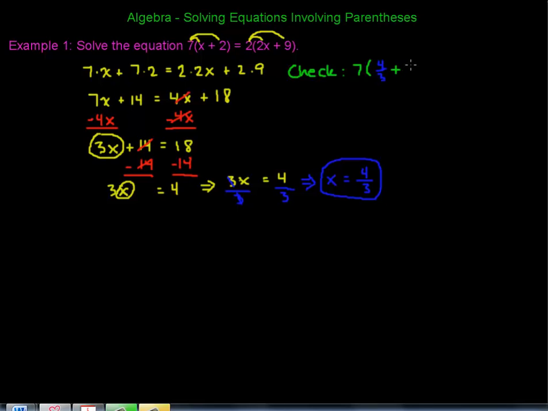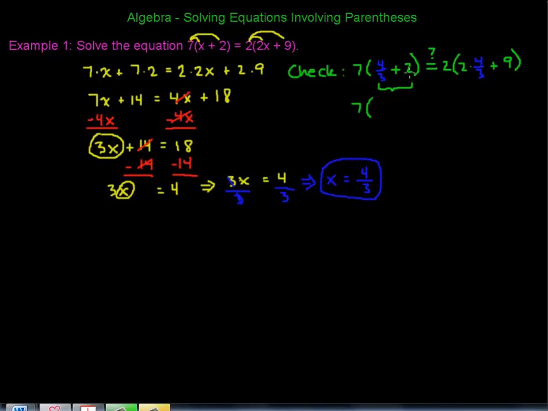Plus 2, is that in fact equal to 2 times parentheses 2 times 4/3 plus 9. Okay, so now what we need to do is add 4/3 plus 2.